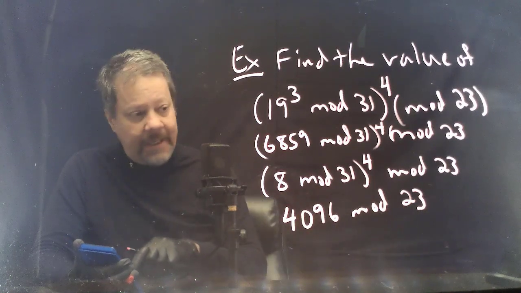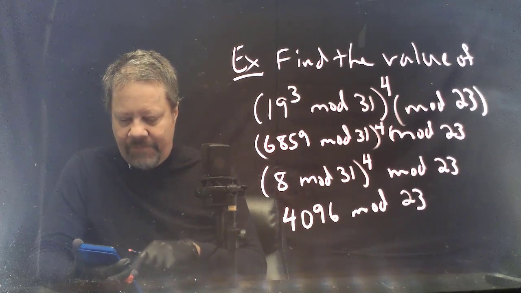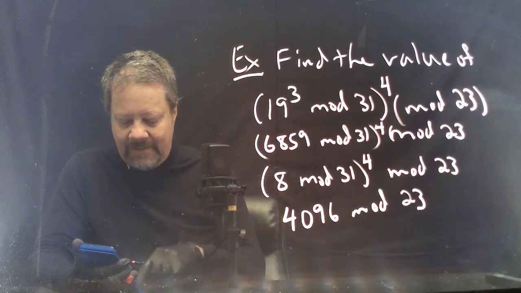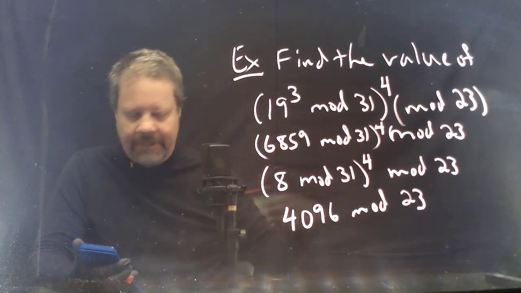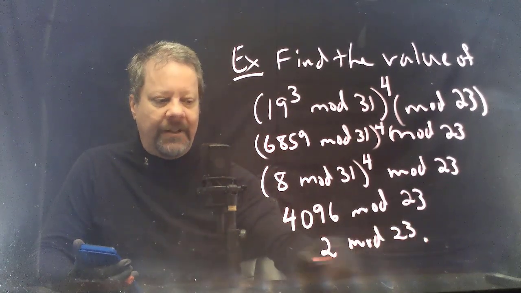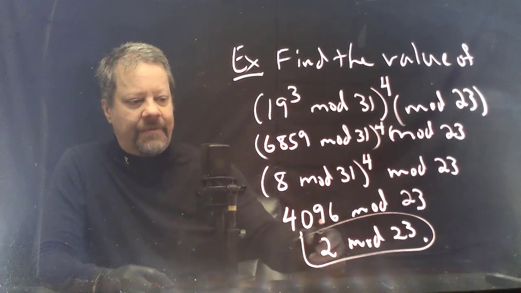So if I divide 4096 by 23, subtract the integer part, which is 178, and then multiply back 23, I'll get the remainder, which is 2 mod 23. I should illustrate some of this for you.